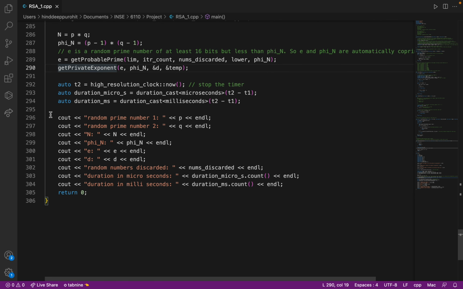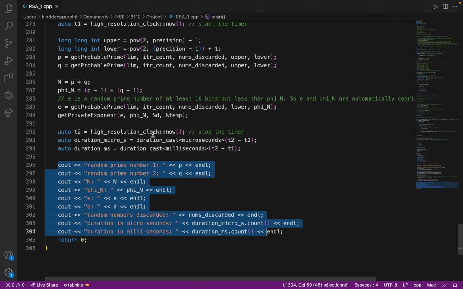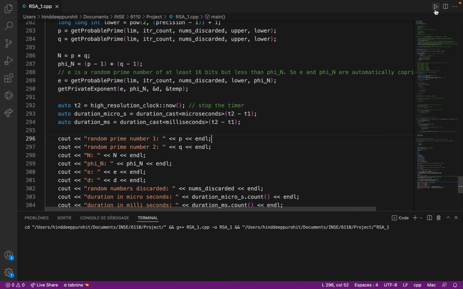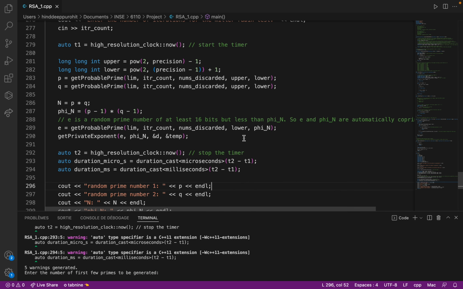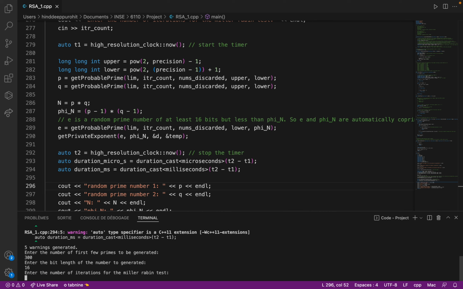And then here we are just printing out all the results that we obtained until now. So let's run this program and check the output. Enter the number of first few prime numbers to be generated. So for example, let's generate prime numbers up to 300. The bit length is 16 and the number of iterations is 10.